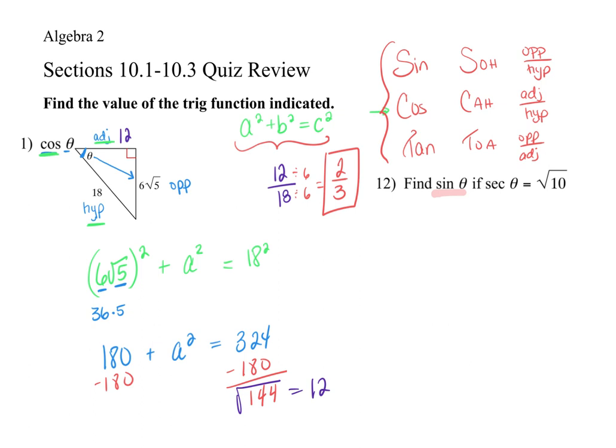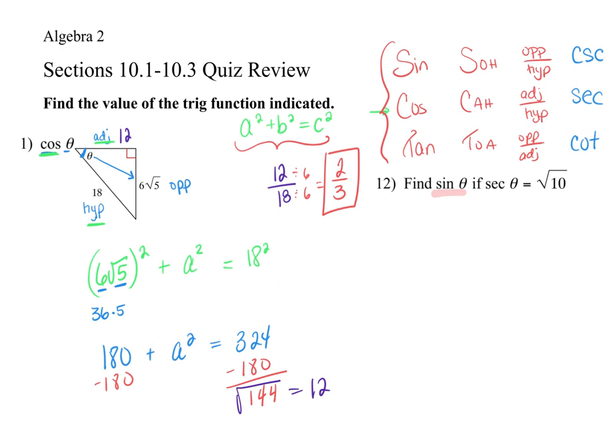Secant is one of my reciprocal functions. I have sine, cosine, and tangent up here. My reciprocal functions: reciprocal of sine is cosecant. Reciprocal of cosine is secant. Reciprocal of tangent is cotangent. So basically, I've given you two of the sides of your triangle here, and I just want you to solve for the other side.